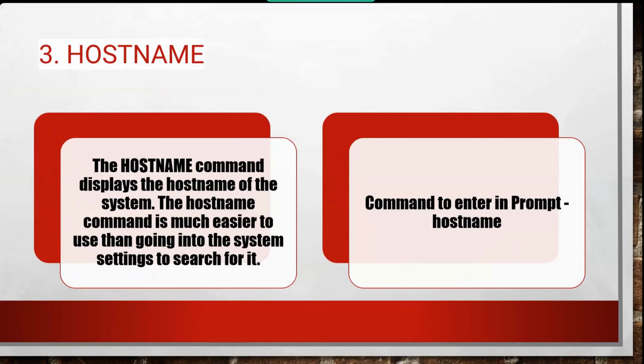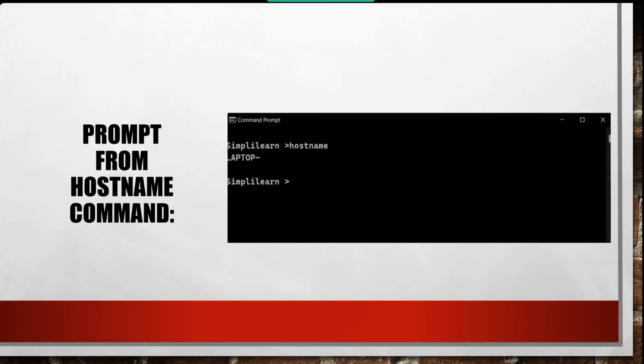So for example, you don't know how to search for the system name via the GUI. If you don't know that, you can just go ahead and open the CMD command prompt and type in hostname. With this command, it will be easier for you to get the host name itself. So if we just show a prompt of the CMD command, just go in and type hostname, and it will show you the name of the system that you're currently working on.